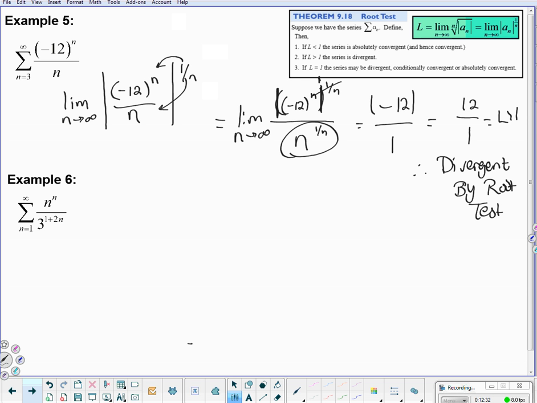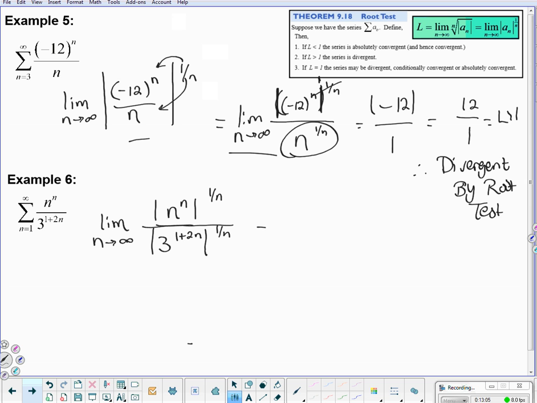All right, and that leads us into example 6, doesn't it? Well, let's get it started. The limit as n goes to infinity of n to the nth over 3, 1 plus 2n. This will be the root test. So absolute value, I'm going to do these separately. And then I'm going to apply my 1 over n to the top and bottom, so that I don't have to take this extra step like I did above.